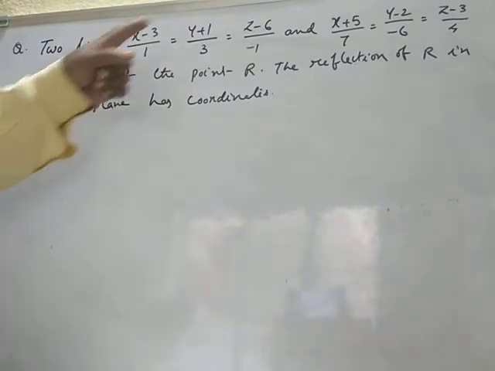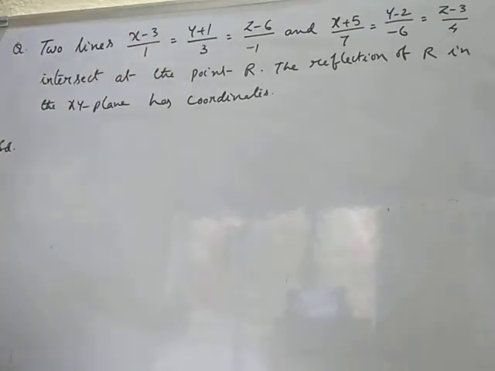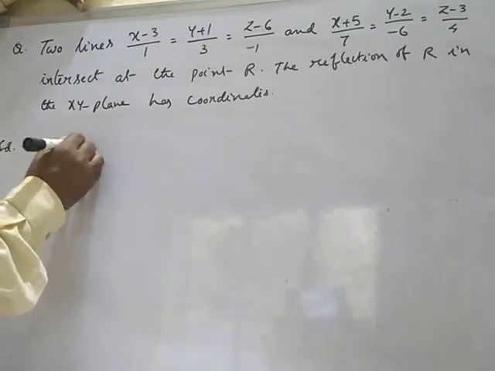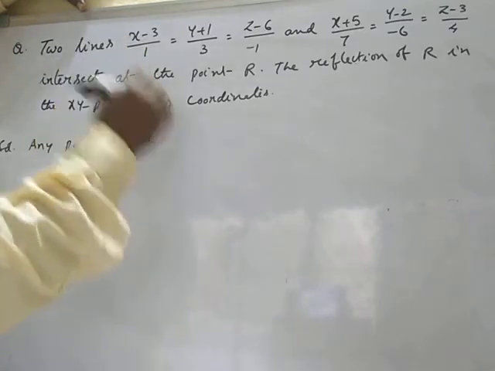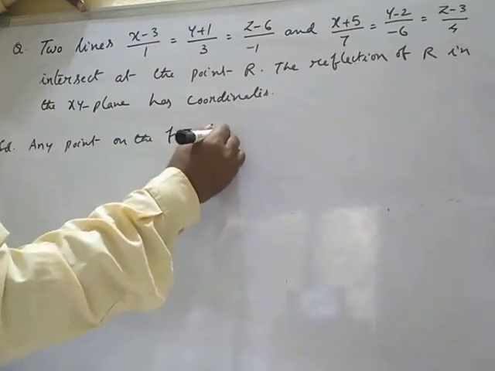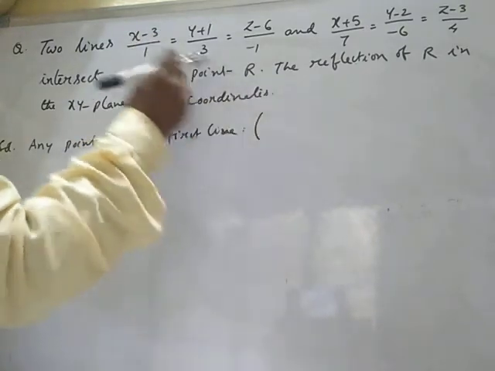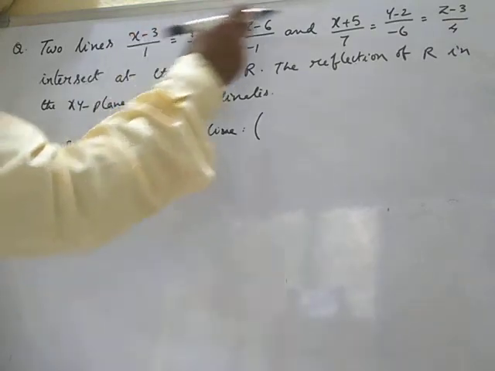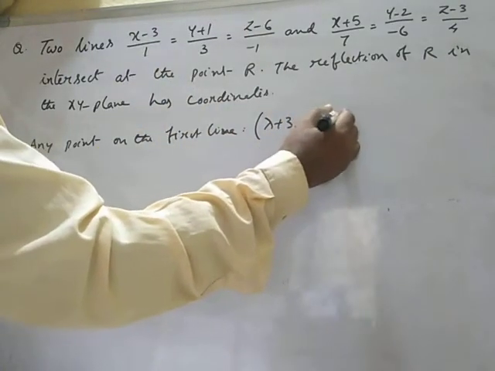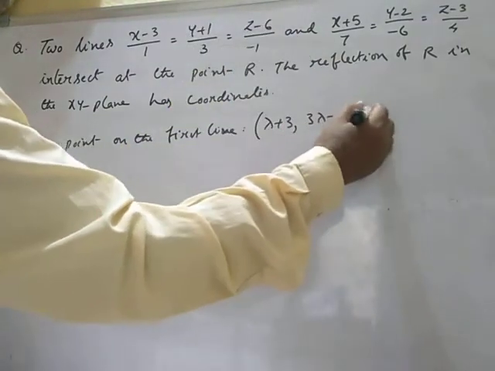This is the solution. Two lines are given. They intersect at the point R. Any point on the first line is, suppose, (lambda plus 3, 3 lambda minus 1, minus lambda plus 6).